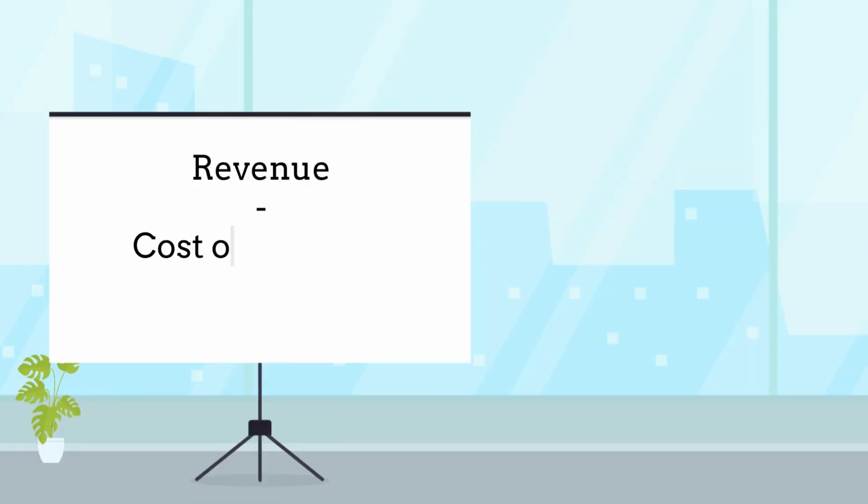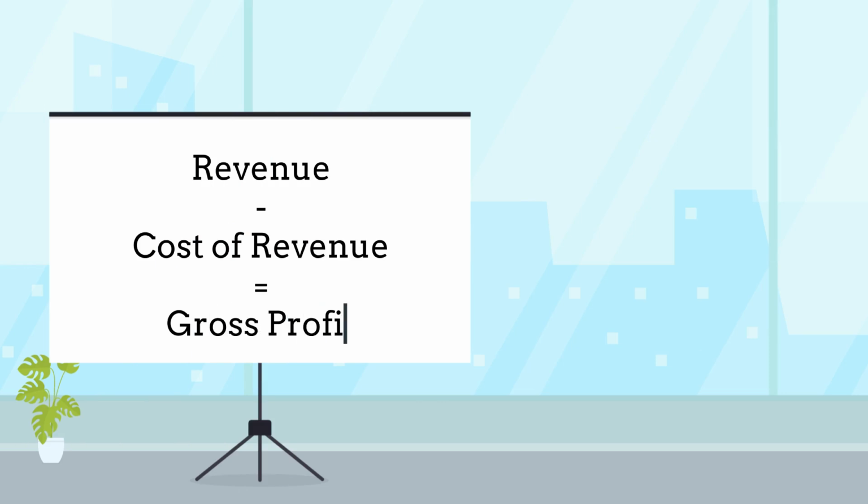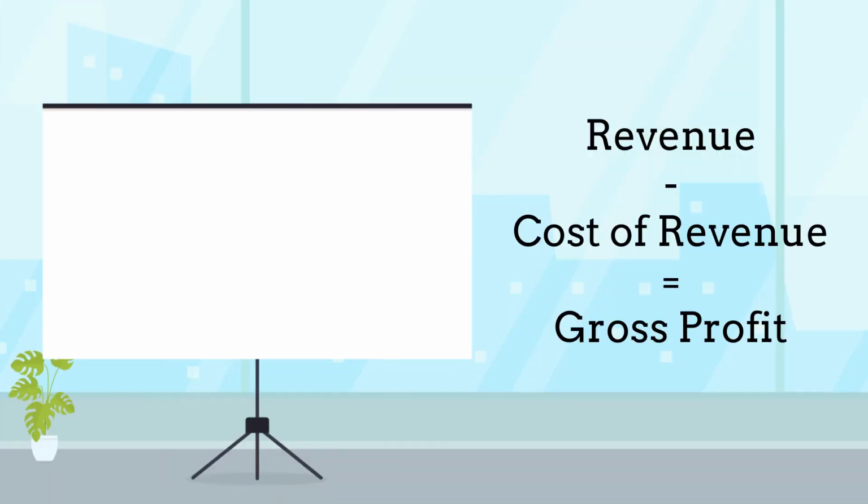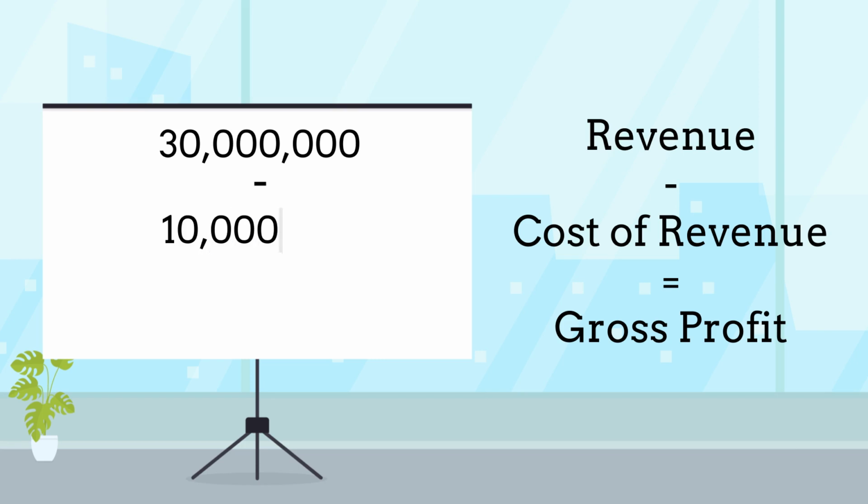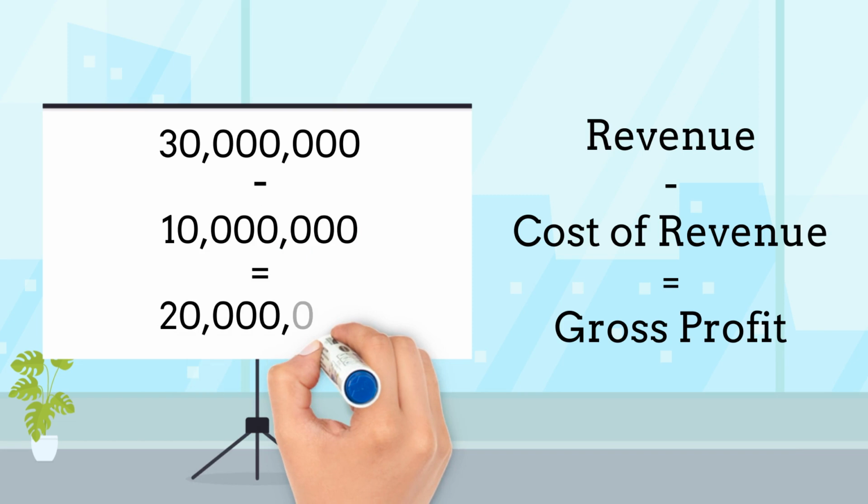And now, if we subtract from the company's total revenue the amount reported as its cost of revenue, we get the company's gross profit. To clarify that a bit more, I will give you a quick example. Total revenue of the car manufacturer was 30 million, less cost of revenue, which could also be cost of materials, 10 million, and we get the gross profit of 20 million.